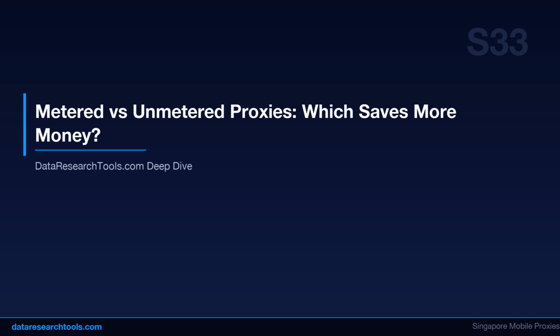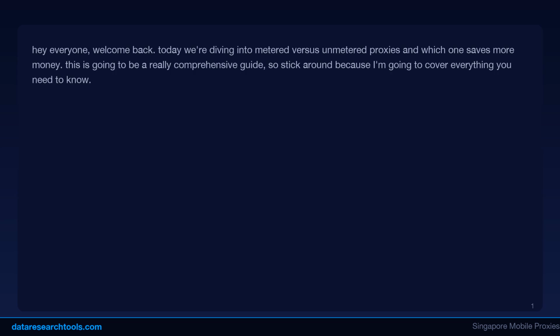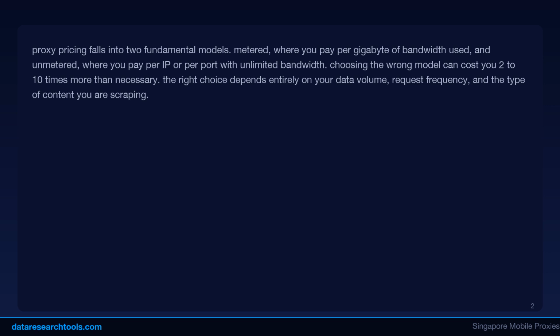to know. Proxy pricing falls into two fundamental models: metered, where you pay per gigabyte of bandwidth used, and unmetered, where you pay per IP or per port with unlimited bandwidth. Choosing the wrong model can cost you 2 to 10 times more than necessary. The right choice depends entirely on your data volume, request frequency, and the type of content you are scraping.